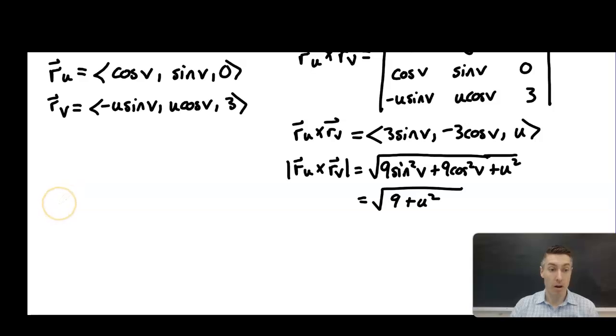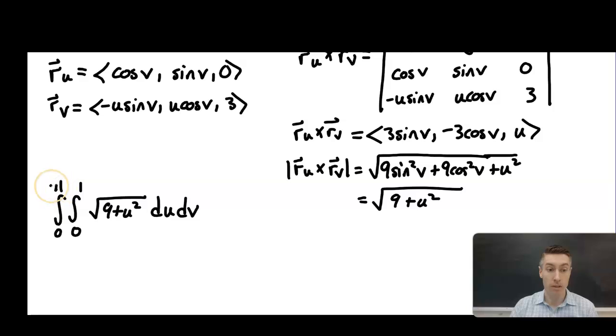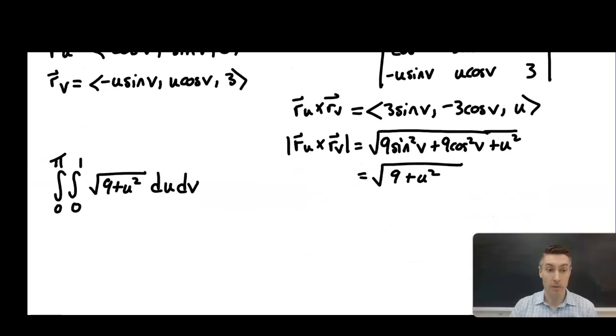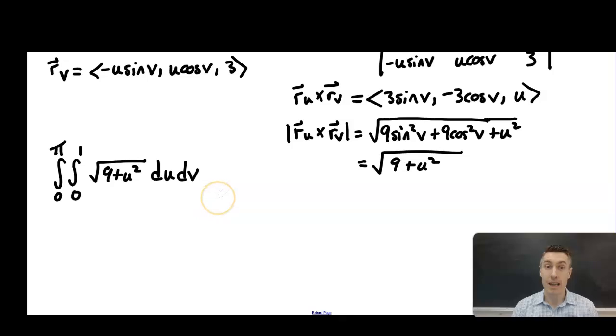So setting up our double integral for the surface area, we're taking the double integral of the square root of 9 plus u squared du dv, where u goes from 0 to 1 and v goes from 0 to pi. Okay. Now we're just setting up this integral.